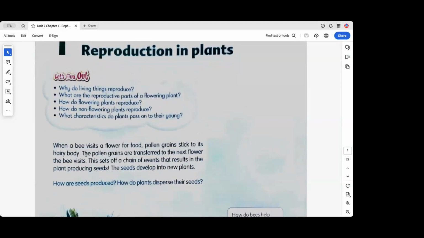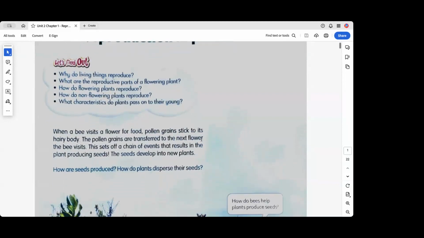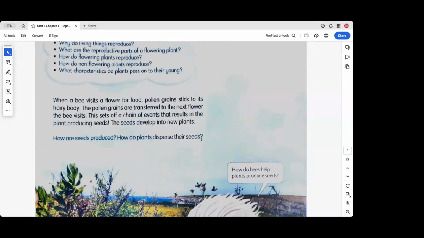When a bee visits a flower for food, the pollen grains stick to its hairy body. Then the bee goes to another flower for food. The pollen grains are then transferred to the next flower that the bee visits. This sets off a chain of events that results in the plant producing seeds, and the seeds develop into a new plant. So today we look into how seeds are produced and how plants disperse their seeds.